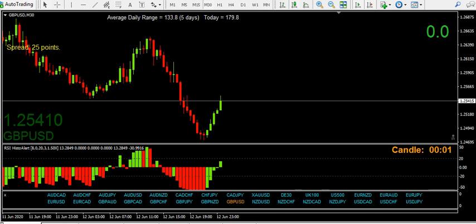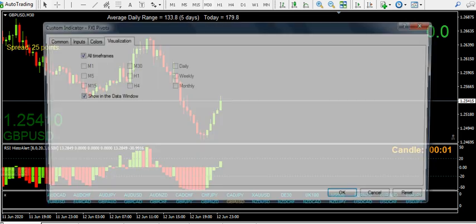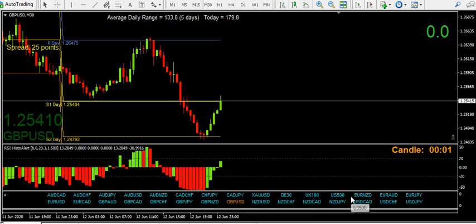Let's put the pivots on there for a giggle. Pivots, hang on a sec. FXI pivots. And there we go. This one reversed at the daily pivot. We've got S1 here, and then finally S2.